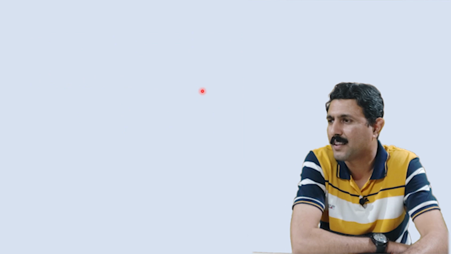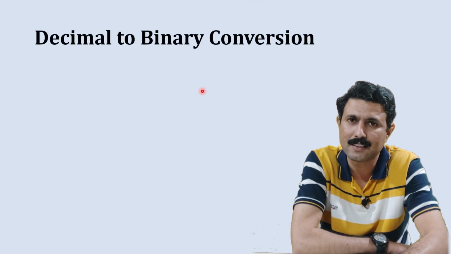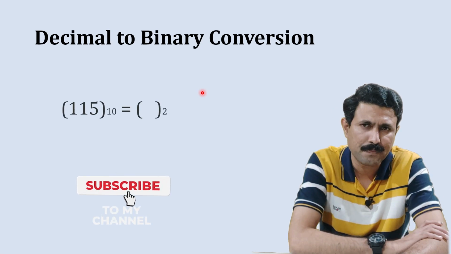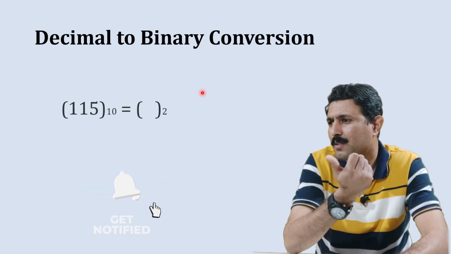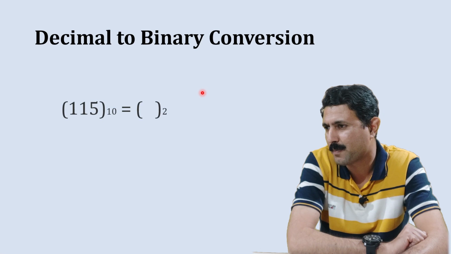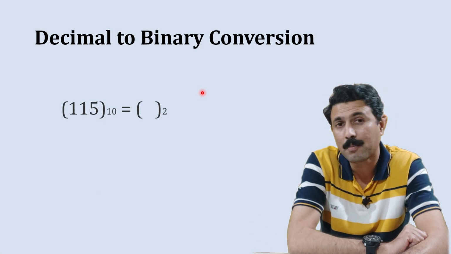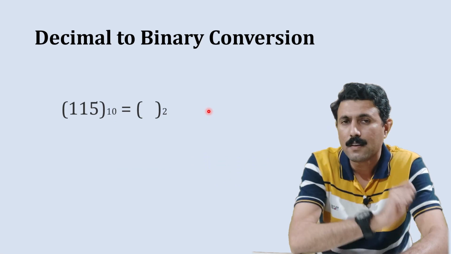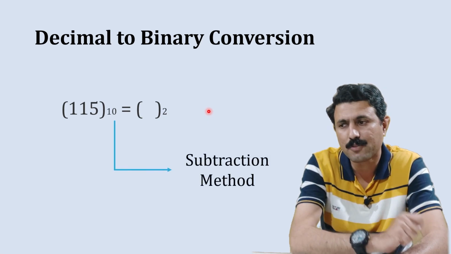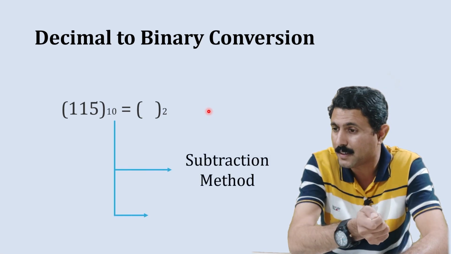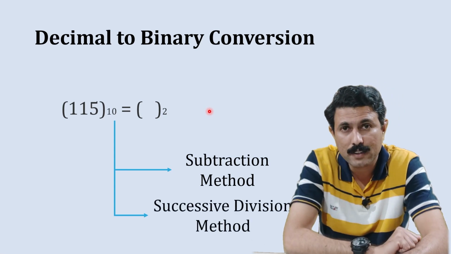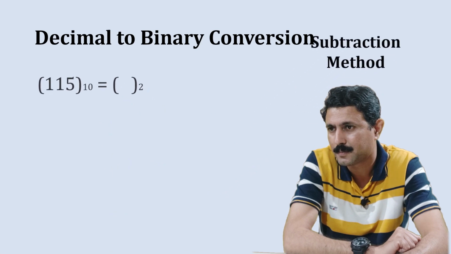So after this we are going to solve decimal to binary. How to convert a decimal number to binary? For that, let's suppose we have this number 115 and we are going to convert it into the binary. To convert it in binary, we have two methods. The first method is subtraction method and the second method is successive division. So we'll start with method number 1, subtraction method.